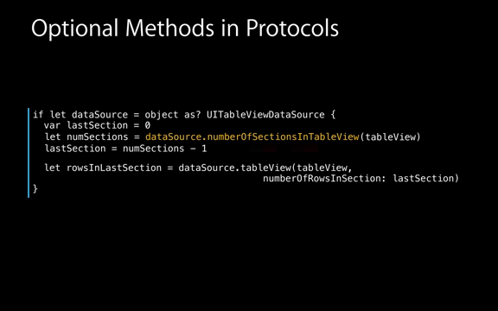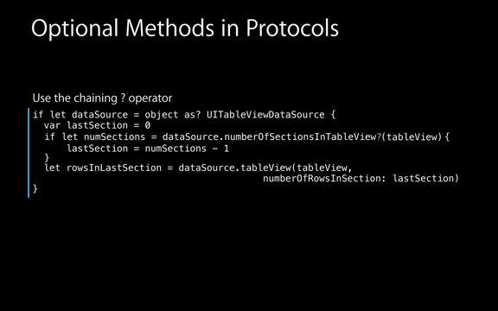So we're going to get a compiler error out of this because we need to deal with the optionality of this protocol method. And we deal with this the same way we deal with optionality everywhere else in the Swift language, using the mechanisms we have. So here we're going to use the chaining question mark operator. We're checking, does my data source have a number of sections in table view method? If so, call it given the table view, and then we capture the result in num sections so we can compute the last section number and get the number of rows in the last section of our table view.